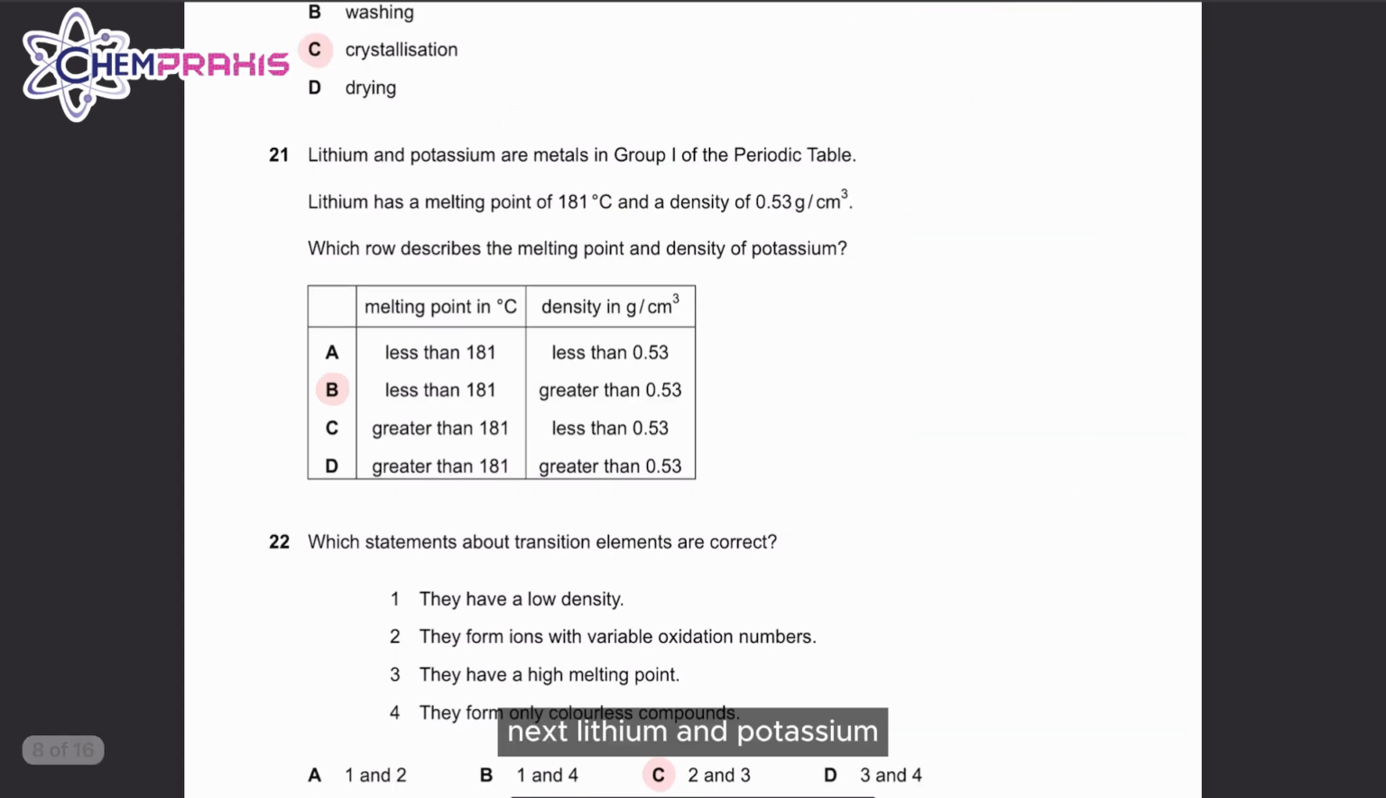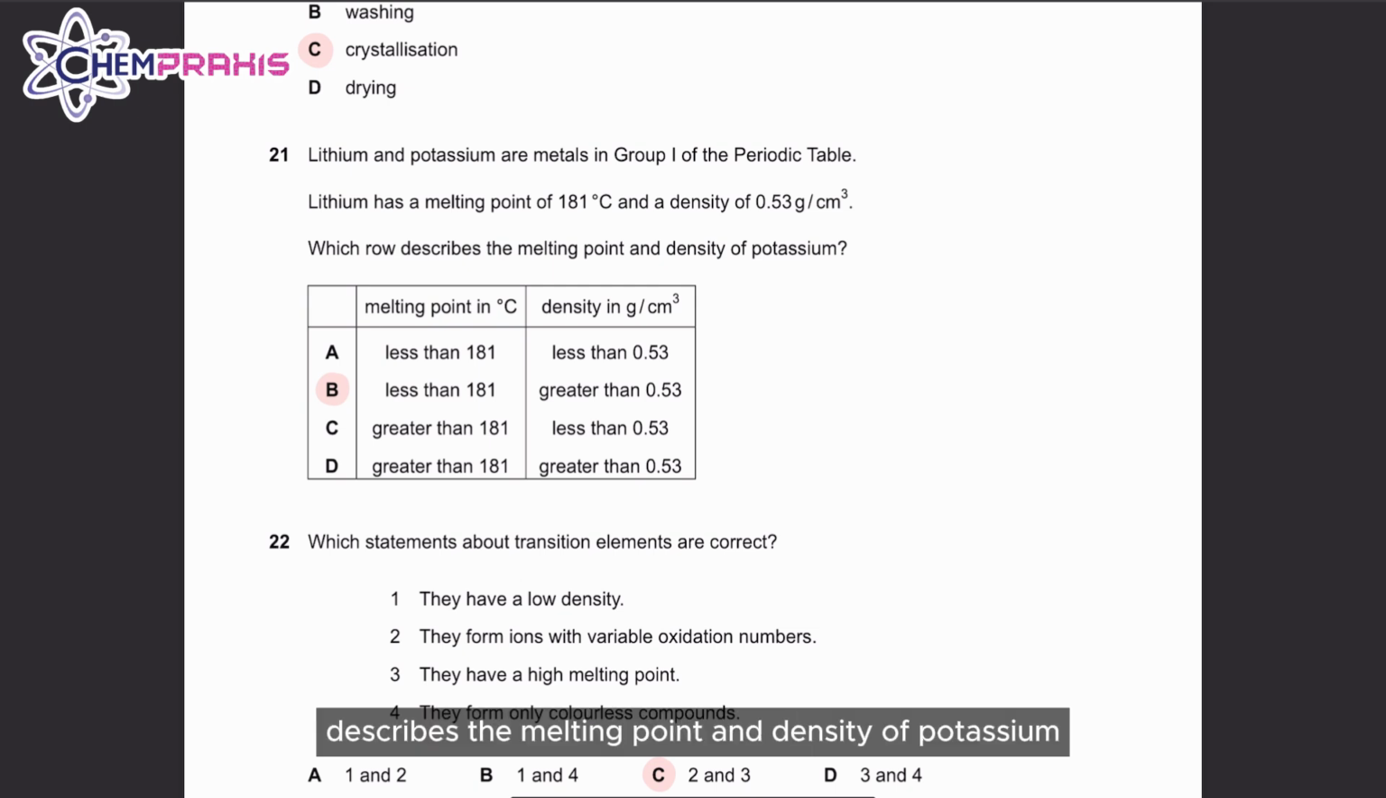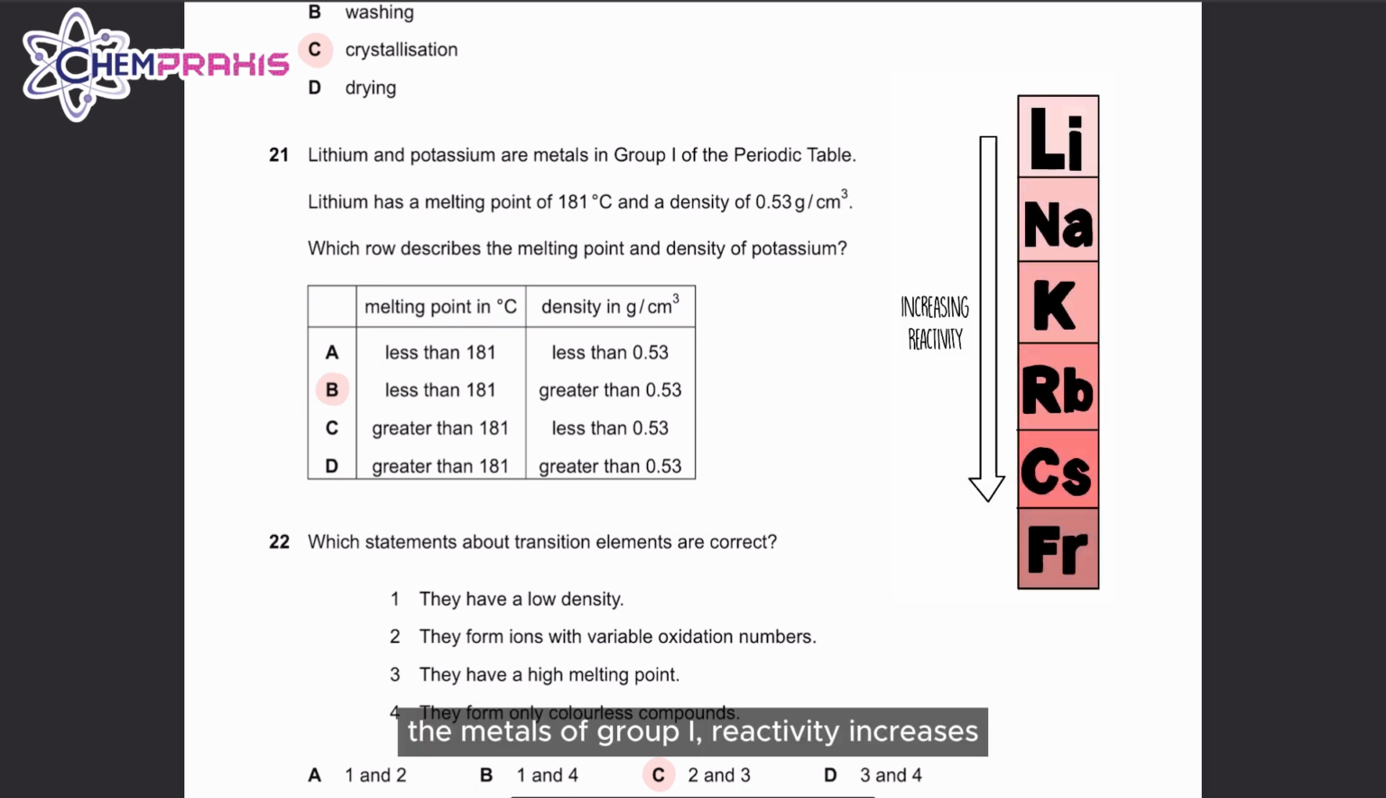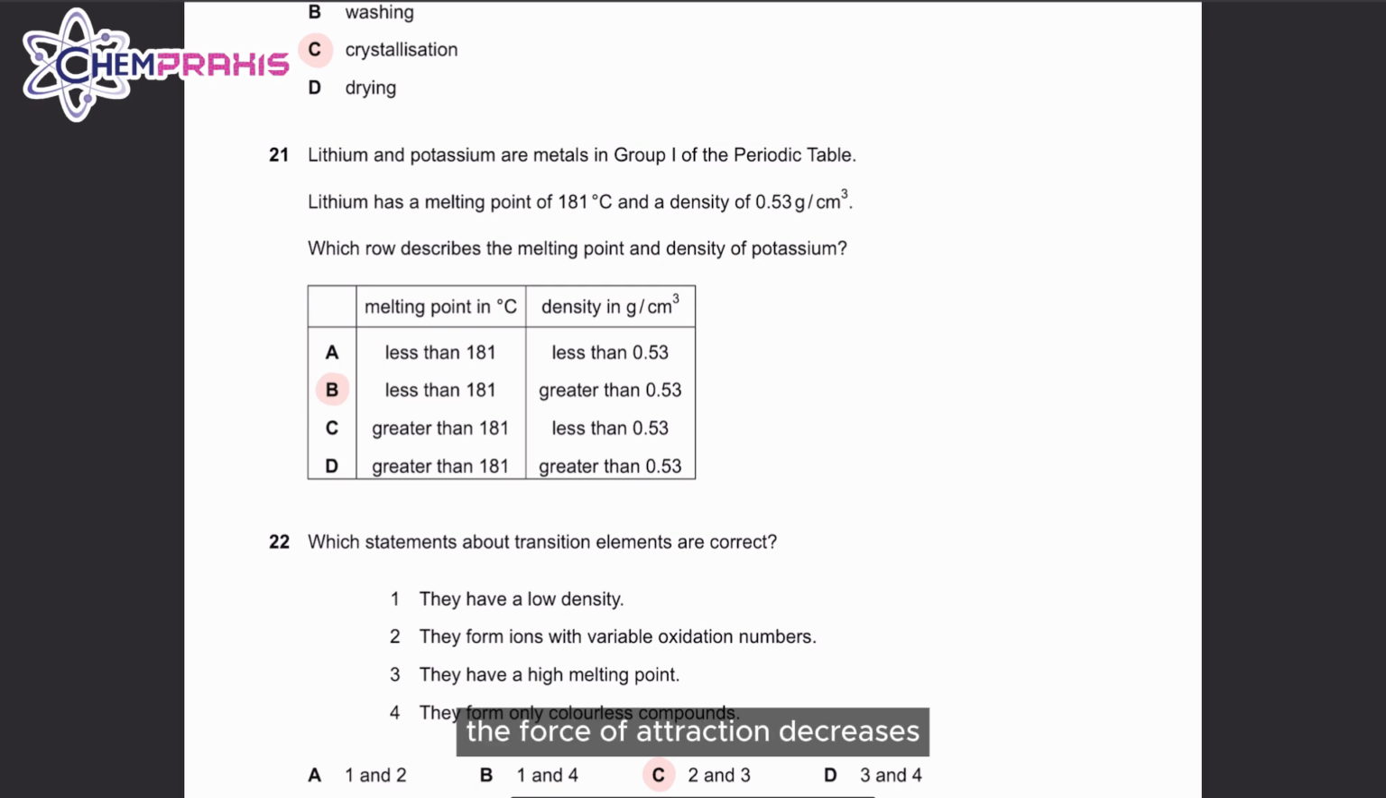Next, lithium and potassium are metals in group 1 of the periodic table. Lithium has a melting point of 181 degrees Celsius and a density of 0.53 grams per cm cubed. Which row describes the melting point and density of potassium? As you go down the metals of group 1, reactivity increases, and the force of attraction decreases, hence the melting point will be lower as you go down, and the density will be higher. This means that B will be the correct answer for question 21.